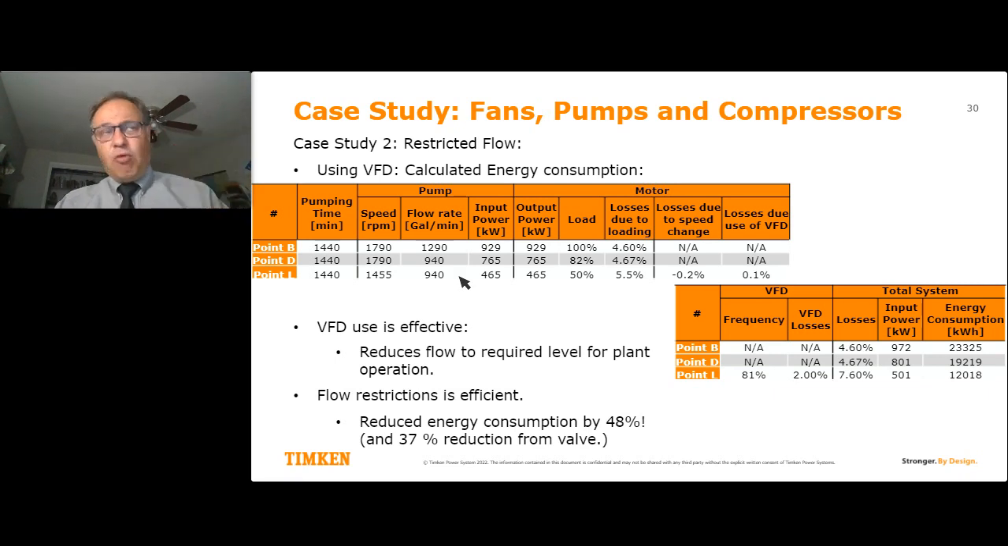In other words, I perform the task that the plant is designed for, but I run the motor at half load, and even when I add in the losses because of running the motor at reduced speed, my losses of the system increase, but I can see I have reduced the energy consumption of the plant by a phenomenal 48%. A huge advantage in using the VFD instead of a valve or a vane.